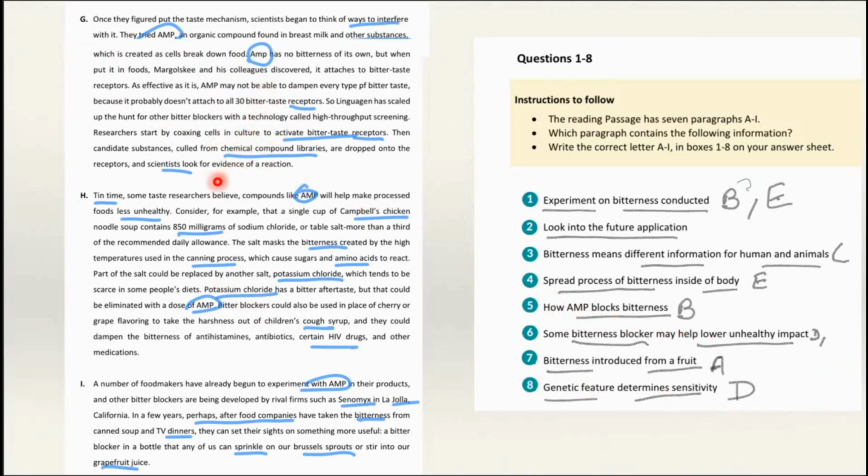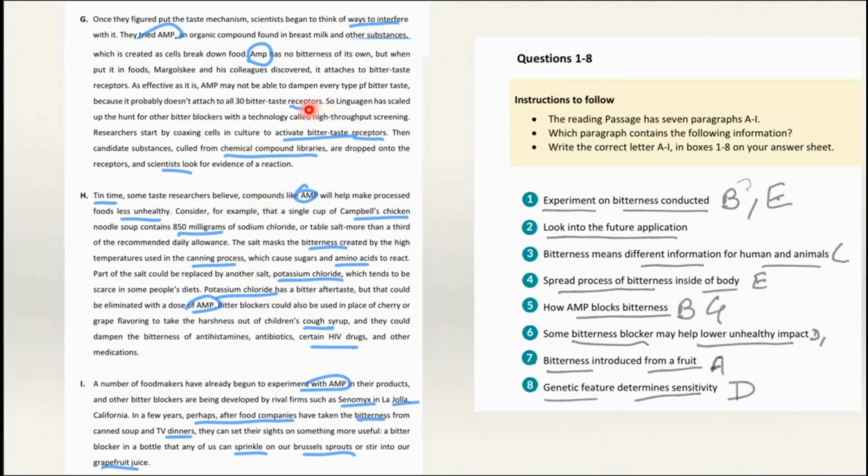But when we read this paragraph, it seems they talk about how AMP works. So it could be the answer. Because how AMP blocks bitterness, so this could be our answer. So we write down G in front of fifth question, but we are not sure yet. So we are going to look for next questions as well.